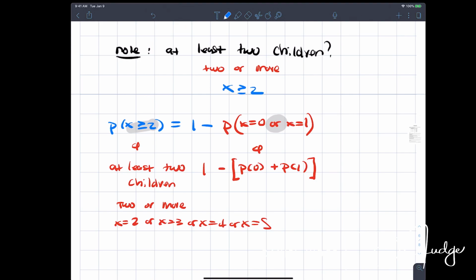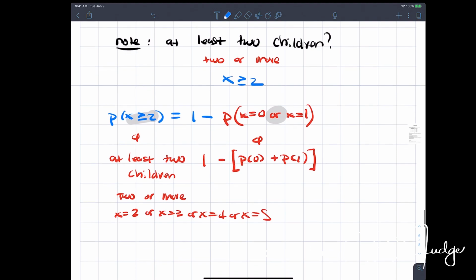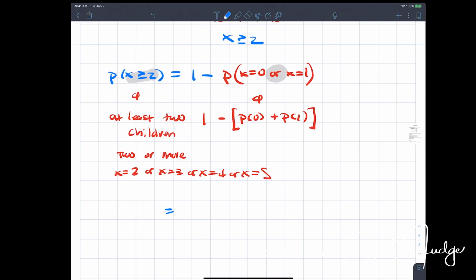Okay. P of 0 or P of 1. Those outcomes are not there. That's the complement. So here's what you can do. This will be 1 minus P of 0 minus P of 1. That's how we can also answer the at least 2 question. And that's going to be extremely helpful for us. Outstanding, Anthony. Outstanding, Joanna. You guys are good with that.